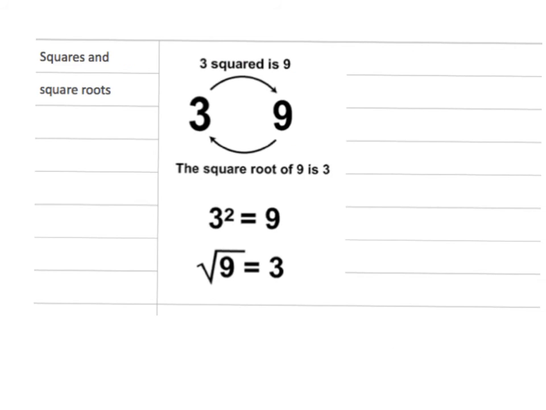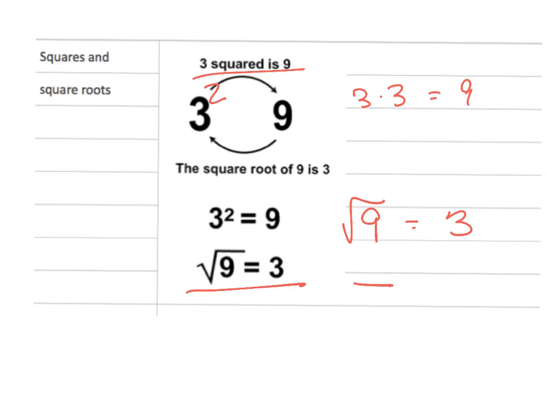Last thing we're going to talk about is squares and square roots. So if I'm going to square a number, that basically is 3 squared is 9. So that means 3 times 3 equals 9. But we're also going to go the opposite. The square root of 9 is 3. It's basically asking what number times itself equals 9.